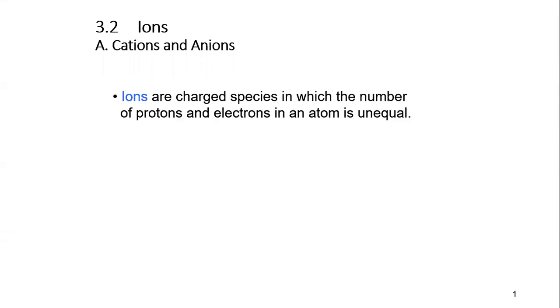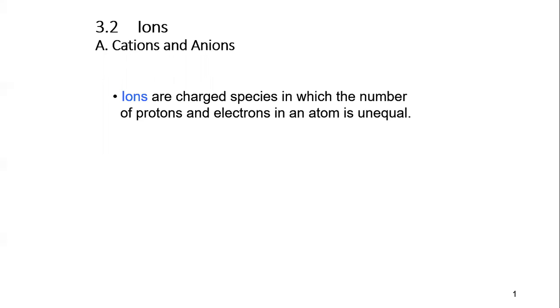So in chemistry, we have two types of compounds. We have ionic compounds and covalent compounds. Ionic compounds are made up of ions, whereas covalent compounds are made up of molecules. And later on in chapter 4, we talk about covalent compounds, naming covalent compounds, and drawing covalent compounds.